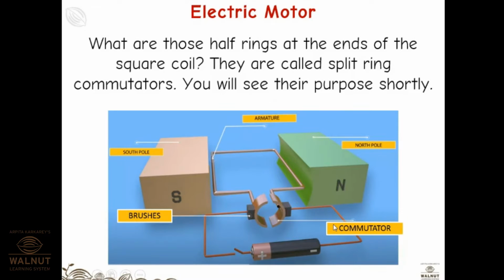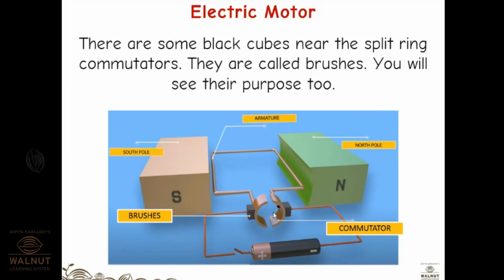What are those half rings at the end of the square coil? They are called split rings or commutators. We will see their functions. First, you should know what all these are known as. You will see their purpose shortly. They can control the axle also. In your textbook, there is an axle inside this, so that the rotation can be possible. But this diagram is also okay. There are some black cubes near the split ring commutators. They are called brushes. You will see their purpose soon.